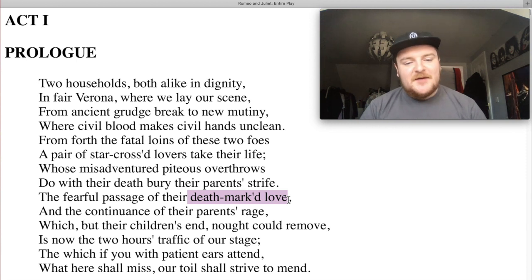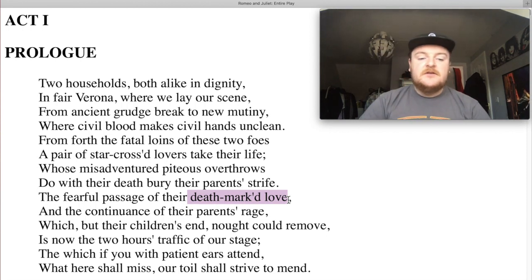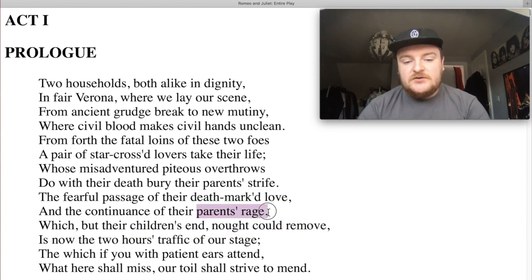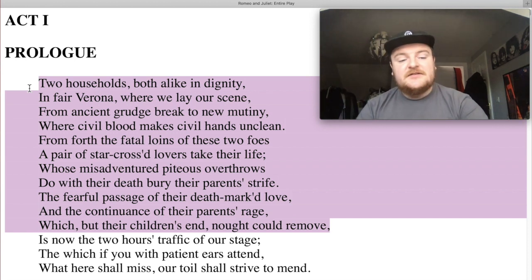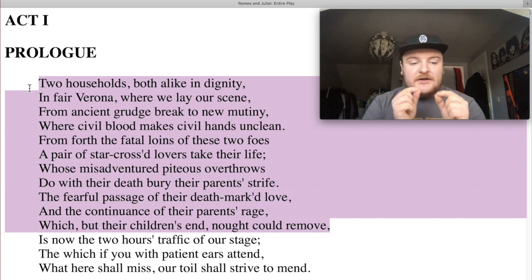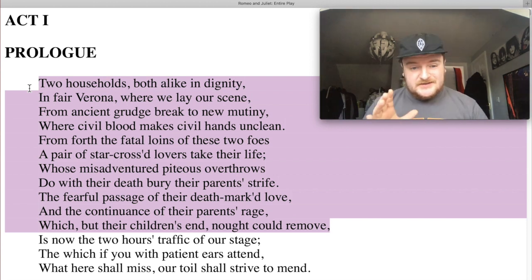"And the continuance of their parents' rage, which, but with their children's end, naught could remove." So, without their children's end, the parents' rage could not be removed. So think about how it ends as well. And that is basically it. That section there is the entire play. Obviously, there are intricate details and there are reasons certain things happen, and you would have thought about that in the lesson. But that's it for the prologue.